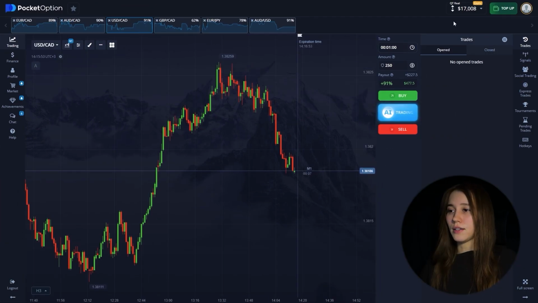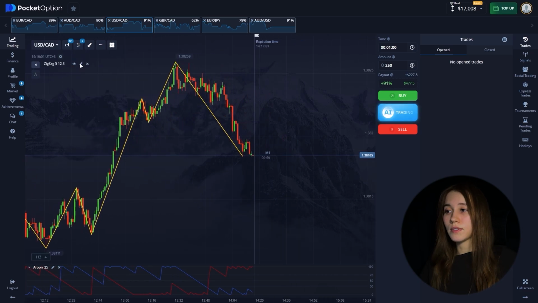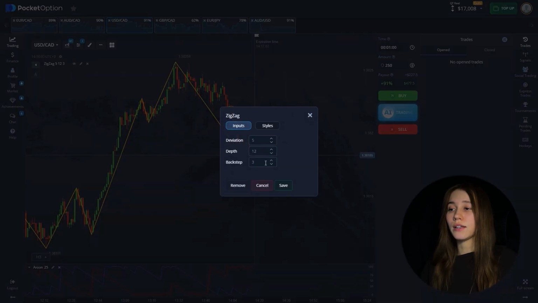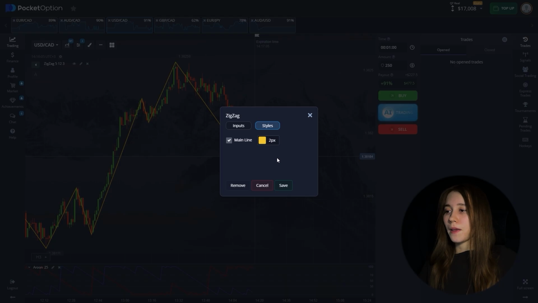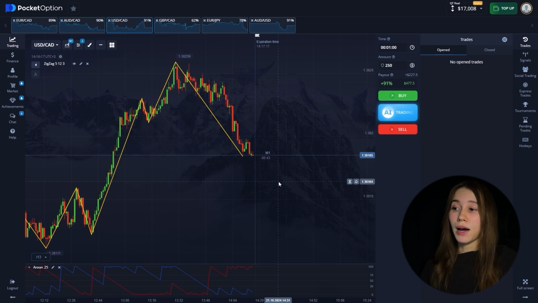Our balance is $17,000. So we have 2 indicators, zigzag. You see the parameters on the screen, style, settings, and the second indicator, you see the parameters. You see the signals that are broadcast now, and it's for free in my Telegram channel.